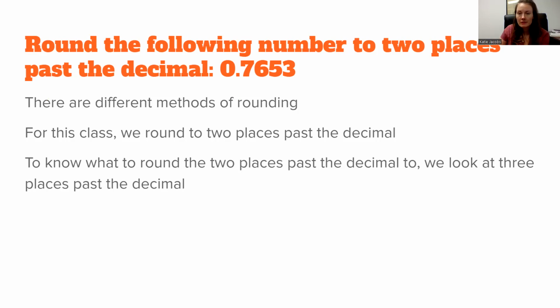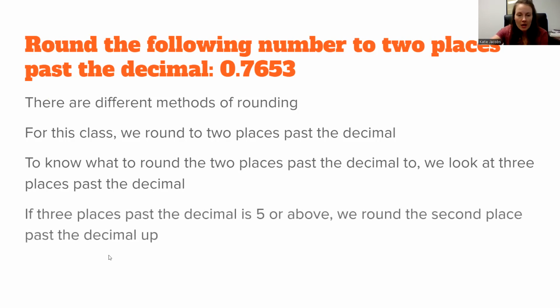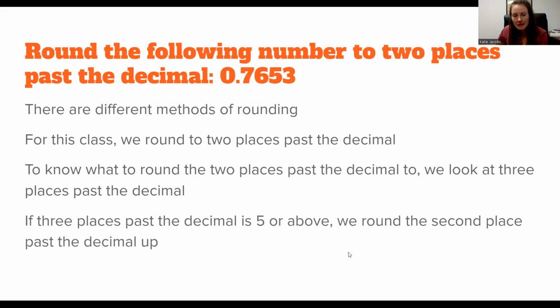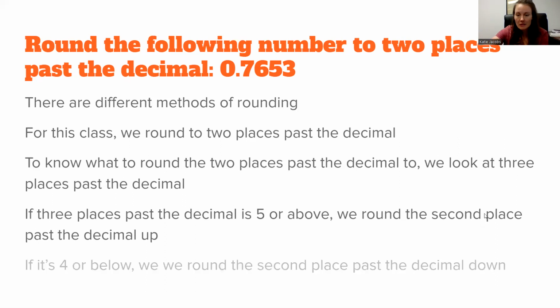So 0.765, we're going to look at the 5 to see what we do to the 6. If 3 places past the decimal is 5 or above, we're going to round the second place past the decimal up. So in this case, we see that it's 0.765, that's 5 or above. So we'll round that 6 up to a 7. So the answer to this one is going to be 0.77. If it would have been a 4 or below, then we would have just kept the second place the same. So it would have been 0.76.